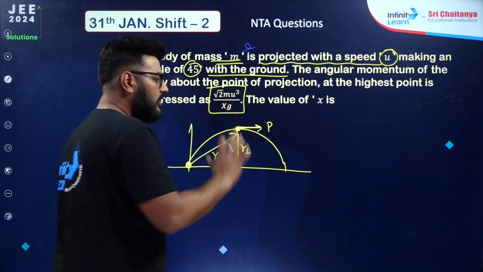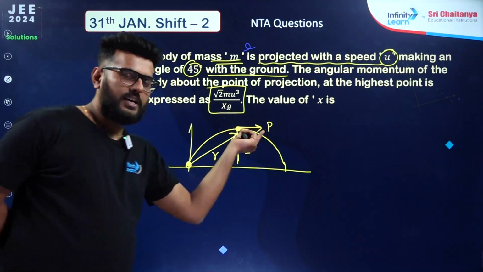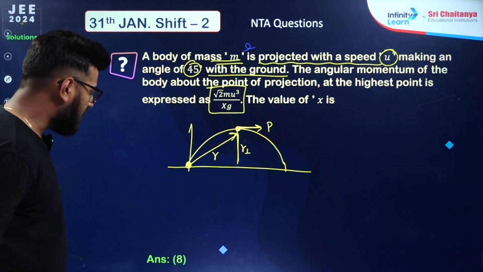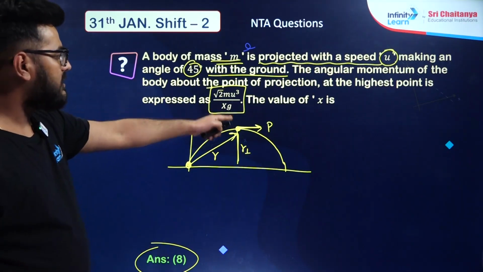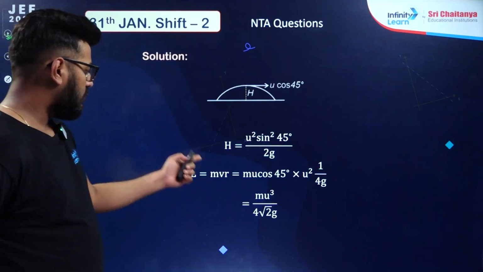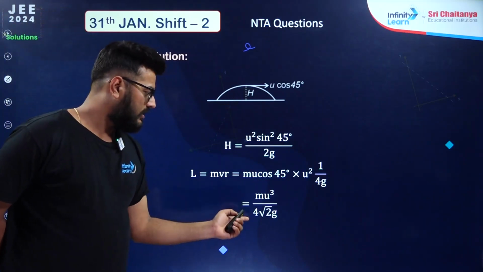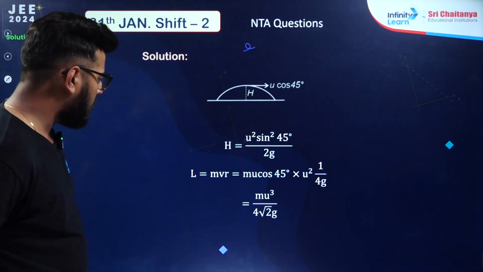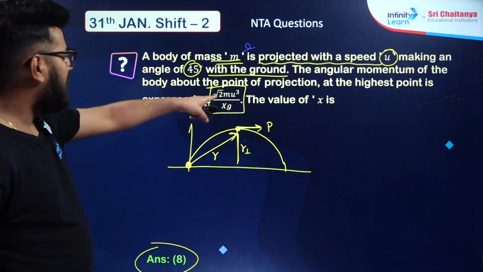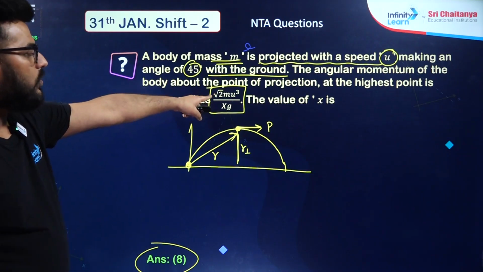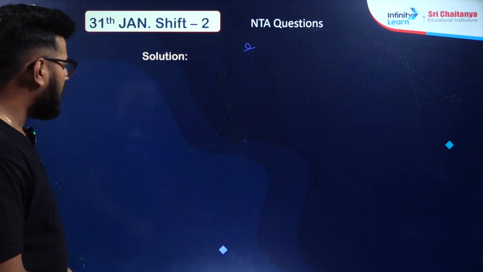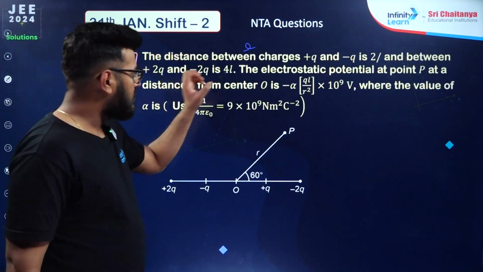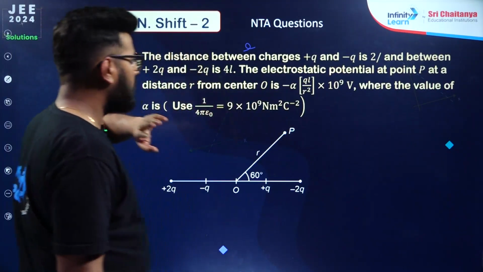That is going to be h max into m vx, that is m u cos theta. It's a very standard result. The final answer will be option number 8. When you place it, the value of x they are asking for, okay? So this is the final figure, and through that you will get the value as m u cube upon 4 root 2 g. And there is a root 2 over here, so root 2 will be multiplied, and ultimately you will get the x value as 8 only.